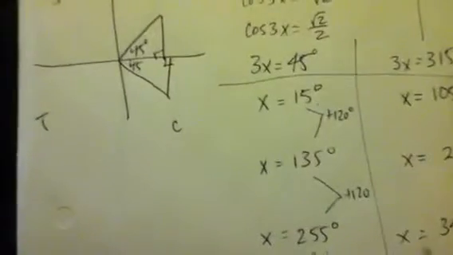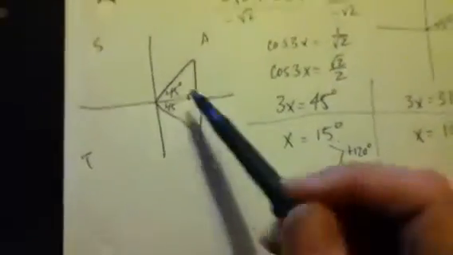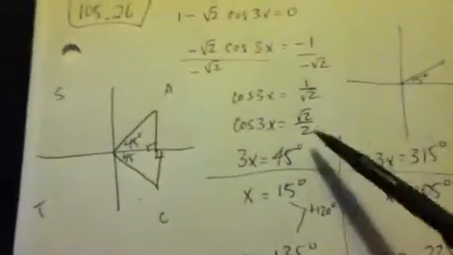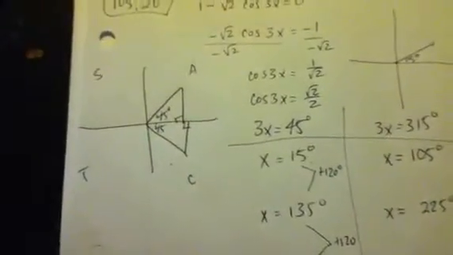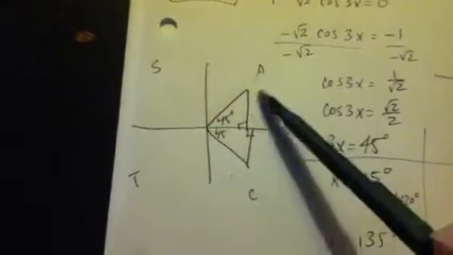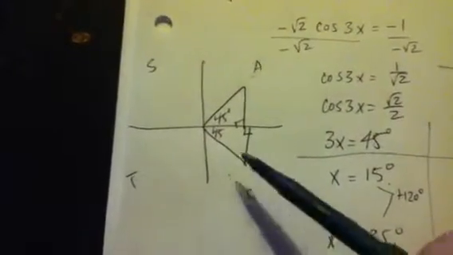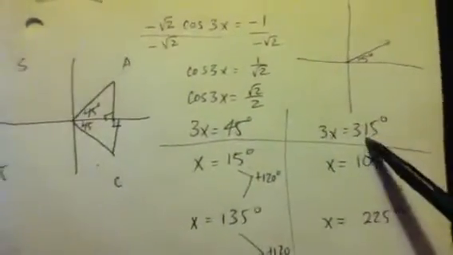But that doesn't get you all the angles, and I didn't really understand why, but now I do, because there's always a second triangle whose cosine is root 2 over 2, right? Cosine can be positive root 2 over 2 in quadrant 1. It would be negative over here, but it can also be positive in quadrant 4. So that's 360 minus 45. That is 315 degrees.